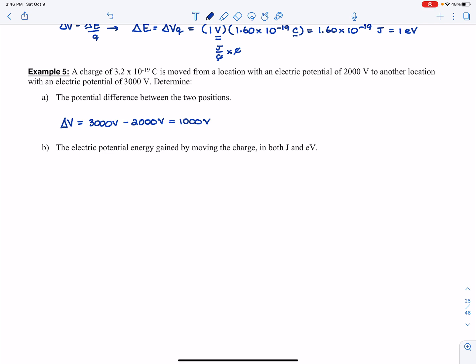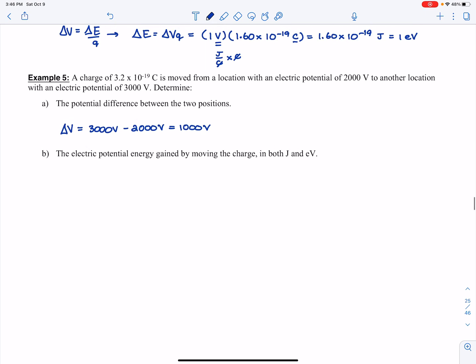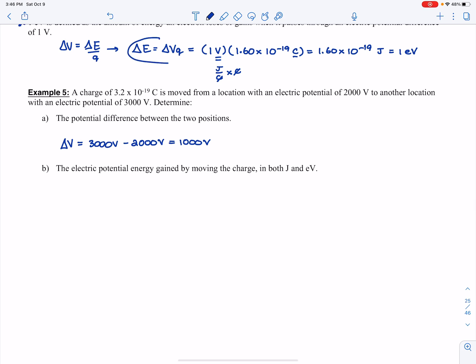And then in part B, we want to find the electric potential energy gained by moving the charge in both joules and electron volts. So let's take our formula that we had up here and let's use it again. So delta E is delta V times Q. So we're going to have the potential difference, which was 1,000 volts, times the charge given in the question, which was 3.2 times 10 to the negative 19 coulombs. And when we do that, we're going to get 3.2 times 10 to the negative 16 joules.